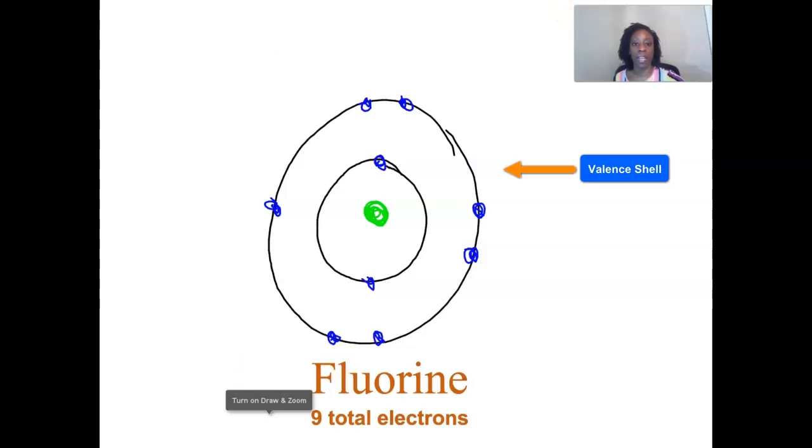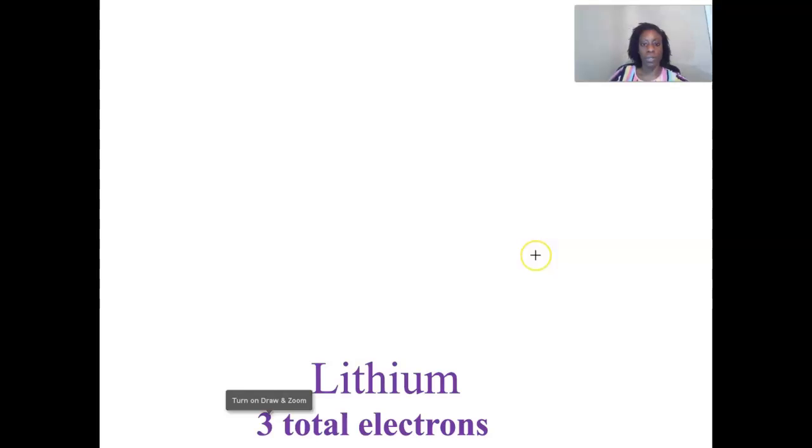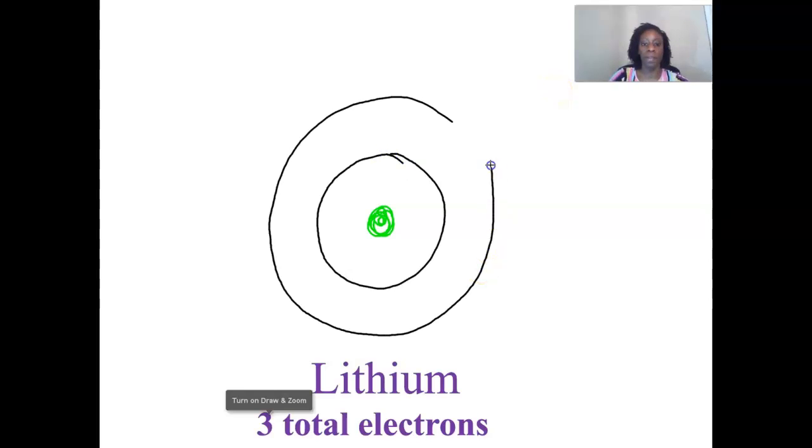Okay, so now let's draw a lithium atom. I'm going to use green again for the nucleus of my atom. Now lithium has 3 total electrons, which means it needs 2 electron shells. So just like fluorine, it has those 2 shells. The first 2 electrons are going to go in that first shell. That's going to fill the first shell up. And then the remaining electron is going to be in the second shell.